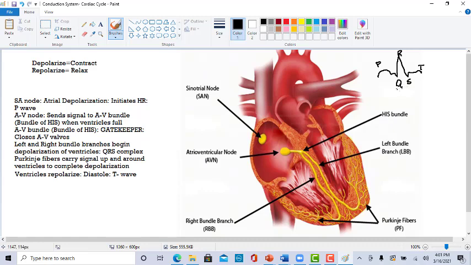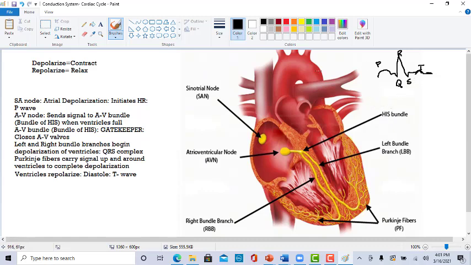If I said that there's an irregularity in the QRS complex, you should be able to tell me that that's an irregularity in ventricular depolarization or ventricular contraction, and you should be able to understand how that could potentially affect the stroke volume. And then over here you have your T wave, which is your ventricular repolarization, where it relaxes, and if there's an irregularity there, what that could potentially do to the cardiac cycle.